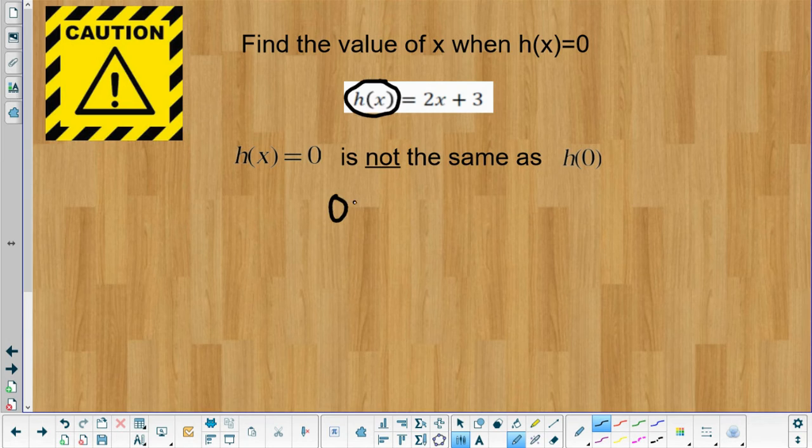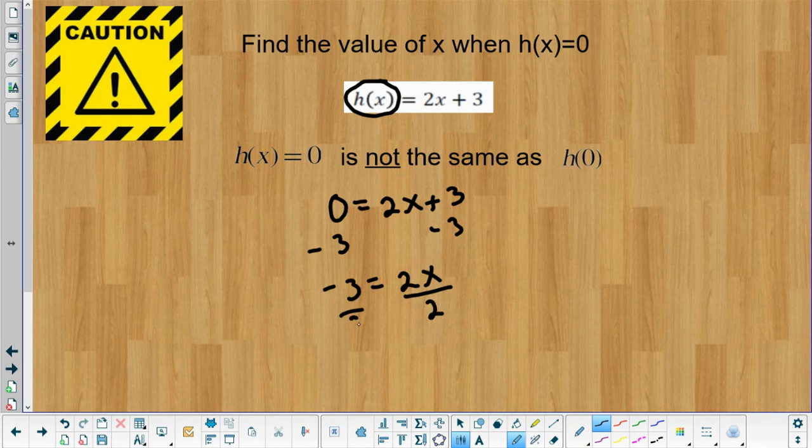So I'm going to say 0 equals 2x plus 3. Okay, because this whole piece equals 0, not just the x. All right, then I would solve for x. So I want to subtract 3 from both sides. And then to get rid of my 2, I need to do the inverse. So I need to divide by 2. So x equals negative 3/2, or you can say negative 1.5. Okay, so just be on the lookout. These two things are two separate things. It all depends on how it's written.